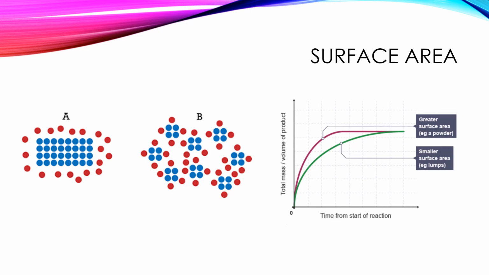Now, as previously mentioned, for a successful collision to happen, particles must have enough energy. Now, if we go from a lump to powder and increase the surface area and therefore increase the rate of reaction, this doesn't mean that we have an increase of energy in the particles. The energy of the particles stays the same. However, due to the frequency of collisions increasing, the frequency of successful collisions also increases.